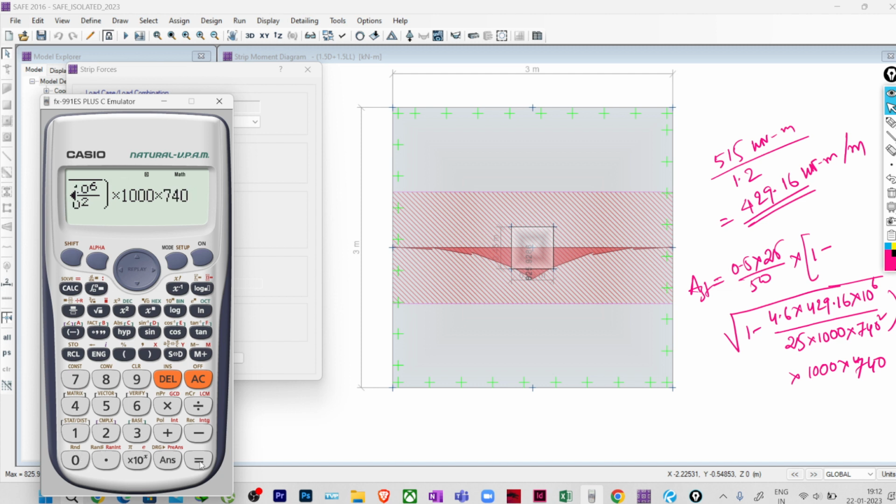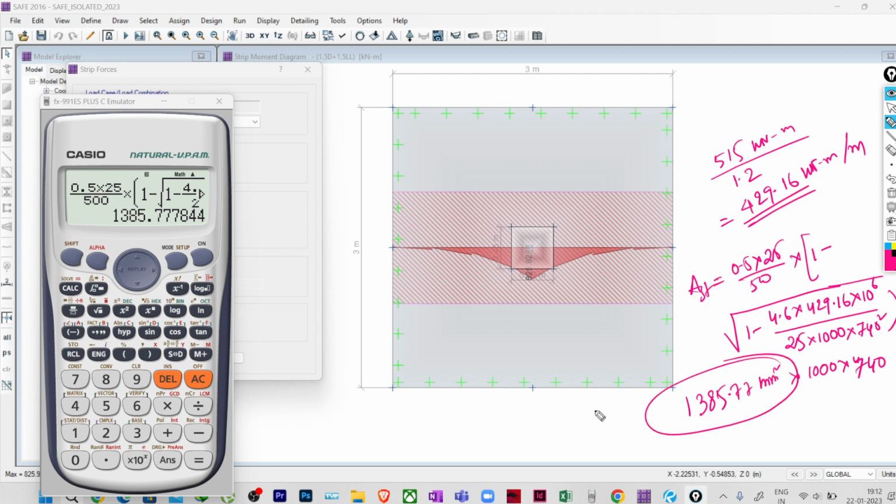Okay, so if I just press apply, it is 1385.77 mm square, for per meter width you are providing. So this is my AST that you have got. So what is the percentage of AST that we are getting? It will be AST by BD, 1385.77 divided by BD, 1000 multiplied by 740 into 100. So it is around 0.187% that we are providing.